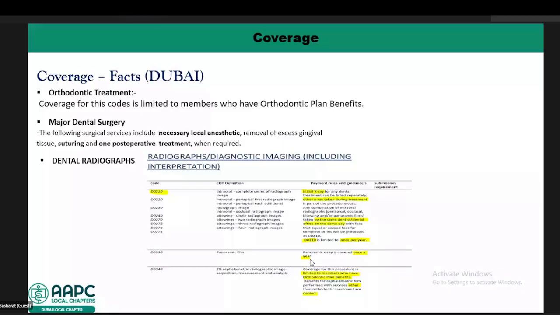If you see this one about, again, the OPG, the non-X-ray is covered once a year. Then the cephalometric film: coverage for this procedure is limited to members who have orthodontic plan benefits. Benefits for the cephalometric film performed with services other than orthodontic treatments are denied.